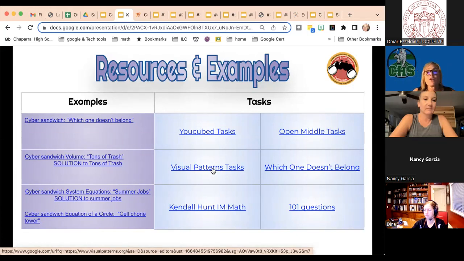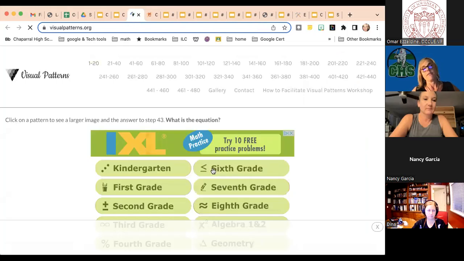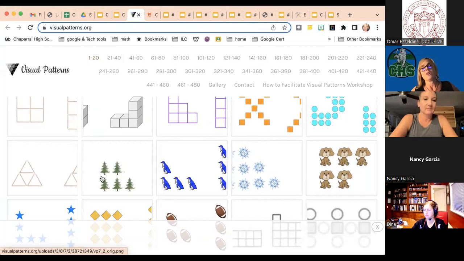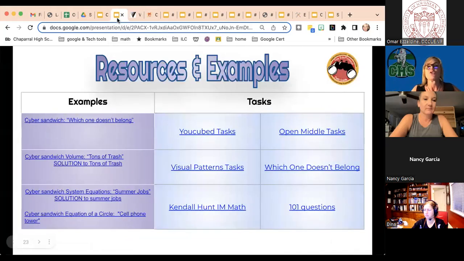If you're not familiar with visual patterns, I just want to show you that one. Fawn Nguyen makes that one. They're all visual patterns, and you can ask, what's the next term in the sequence? How do you know? Explain, and what would be the 4th or 5th term? So maybe you want to use some visual patterns as your cyber sandwich word problem.